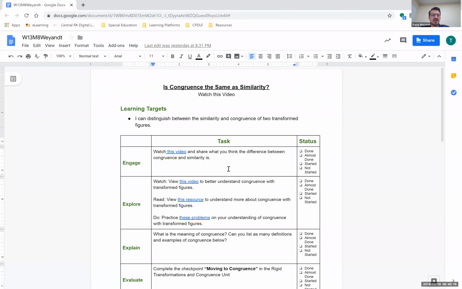So hopefully at the end of this lesson, you can successfully say, I can distinguish between the similarity and congruence of two transformed figures. And the questions you ask: are they the same? Are they different? Can you have both with a figure? Can you have either one? Hopefully at the end of the lesson, you can answer those questions again with some confidence. The ideas of congruence and similarity do have differences, and we need to establish that. Hopefully by the end of this lesson, you can see those differences and use them effectively from this point on.